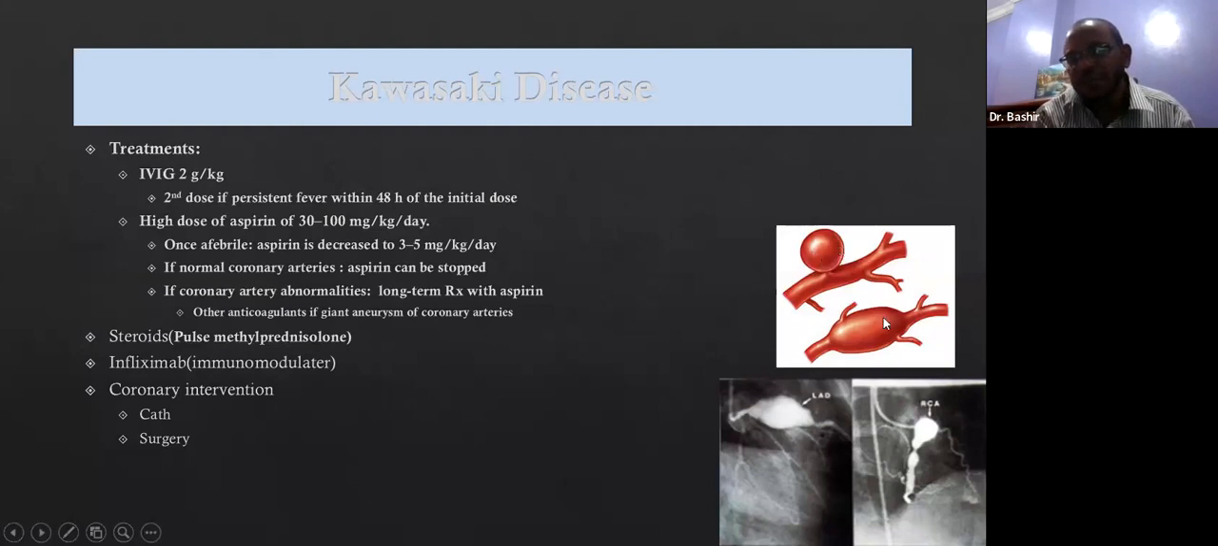And this is an aneurysm, this one saccular, and this one fusiform. Sometimes it is ectasia, where all the coronary artery is dilated. Here, this is a fusiform aneurysm of the left anterior descending artery. This is a cath. Cath is mandatory for diagnosis of coronary aneurysm, for treatment if there is coronary artery stenosis or thrombosis, and also for follow-up if the patient has a giant aneurysm.